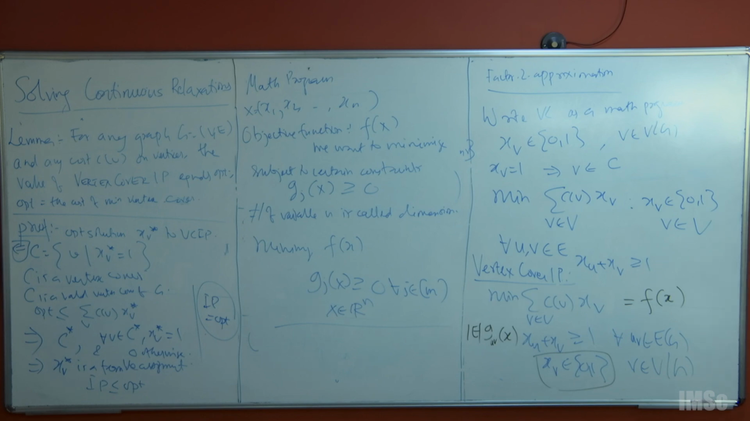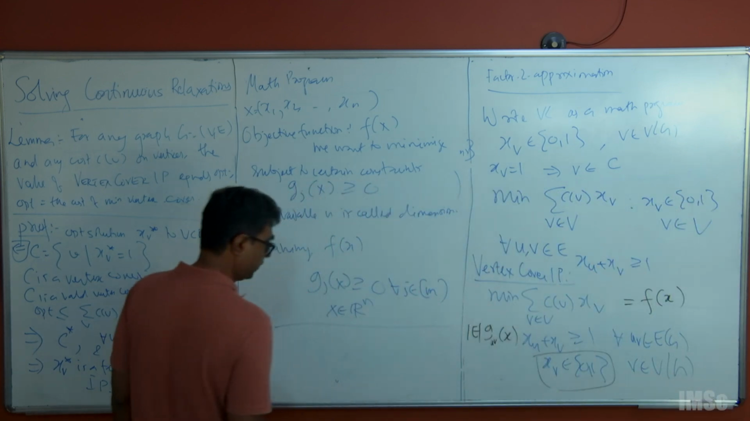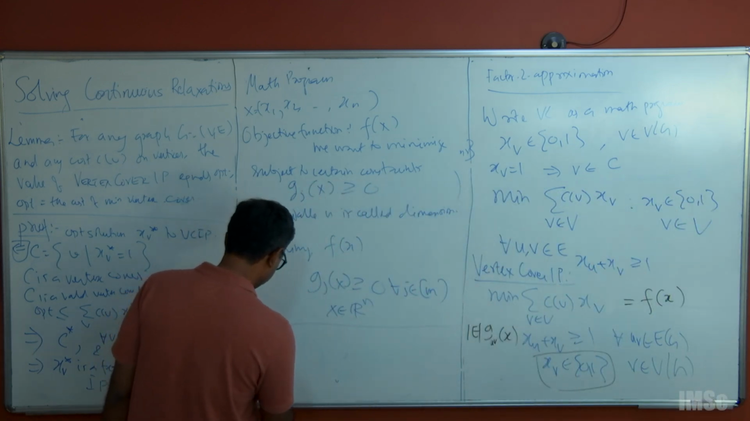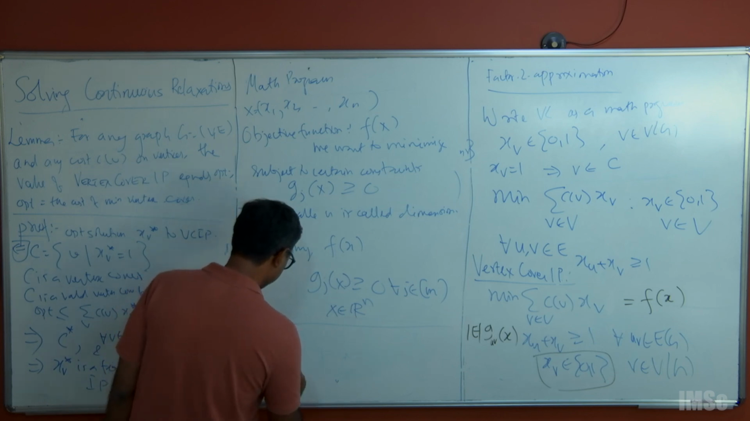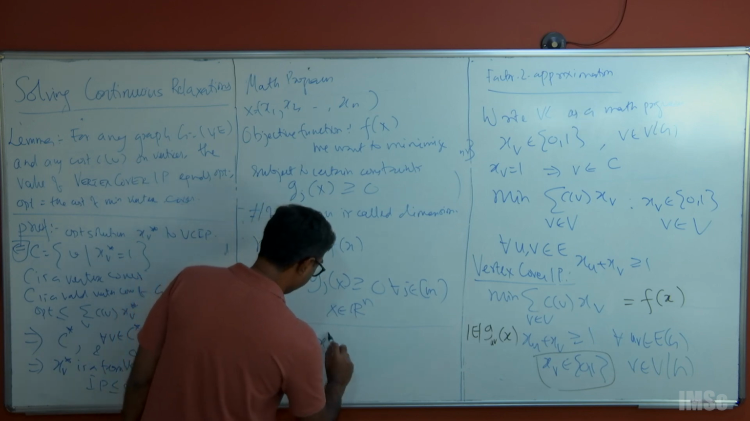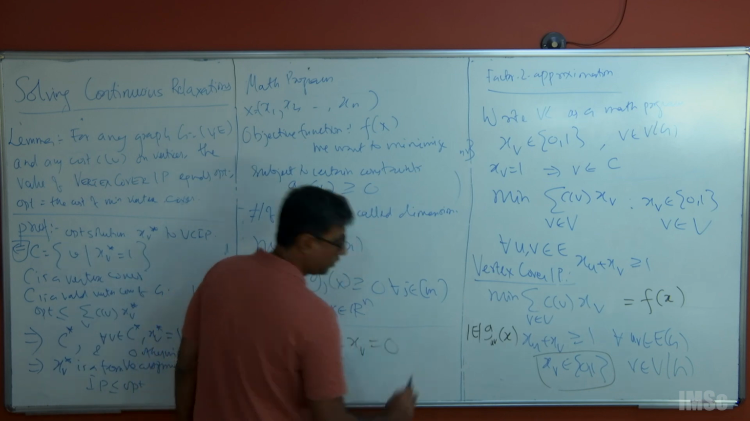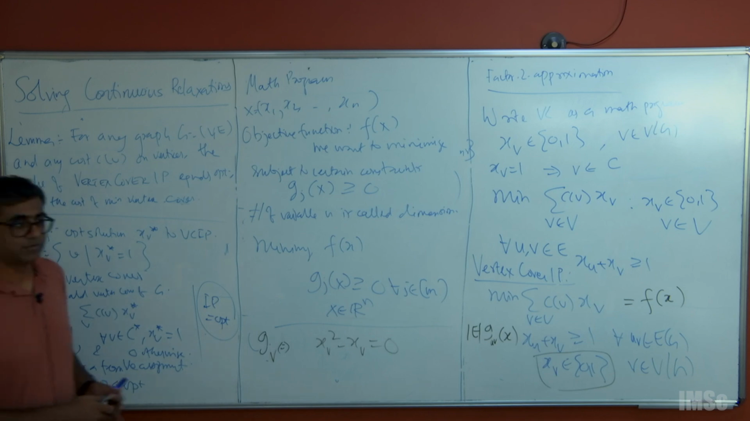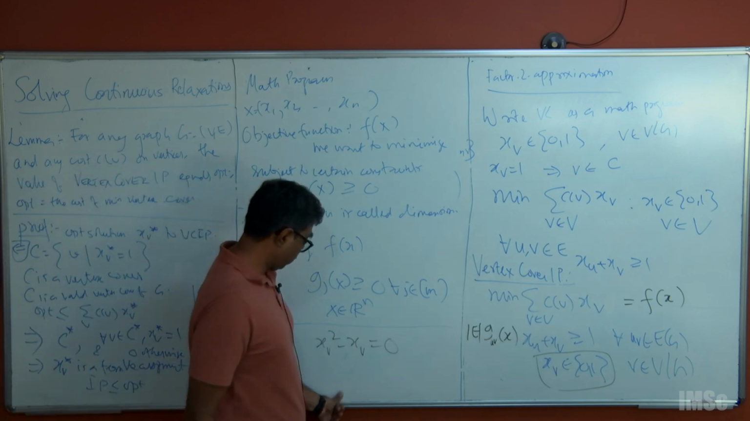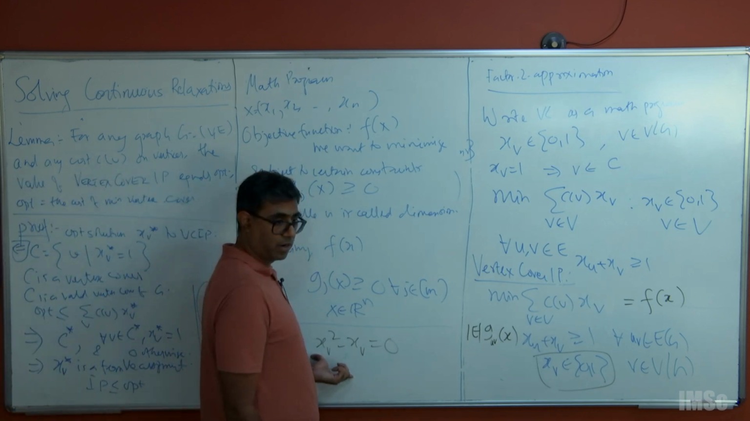And we are not talking about relaxation. x_v is either 0 or x_v is 1. Okay, so that is what he is saying, and that makes complete sense. So what he is saying is that you write g_v(x) equal to, right, x_v squared minus x_v is equal to 0. So this captures this exactly, over integers, right.